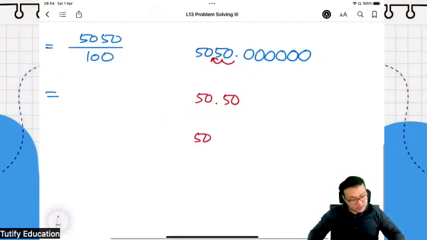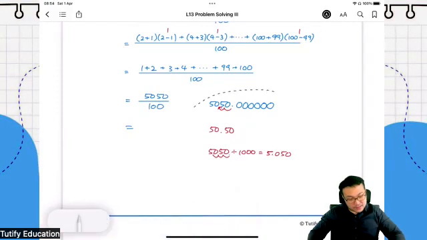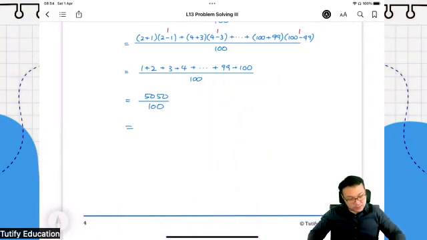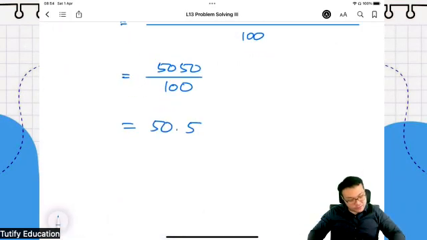Now, let me do another one. If I divide by 1,000, then the decimal is here. How many times must you move the decimal? 3 times. 1, 2, 3. Very good. So the answer will be like that. Understand, Ariel? Well done. So students, this is how you divide by decimals. Count the zeros, how many zeros, then you just move the decimal. 50.50. Well done, students.